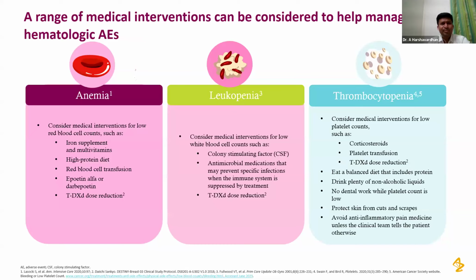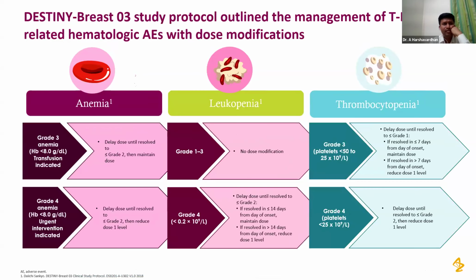A range of medical interventions can be considered to help manage hematological AEs. Commonly we do this for anemia, leukopenia, and thrombocytopenia: iron supplementation and transfusion support, and adding epoetin alfa or darbepoetin for anemia; colony stimulating factors for leukopenia; and for thrombocytopenia, platelet transfusion and T-DXd dose reduction, and avoiding procedures which have a chance of bleeding.